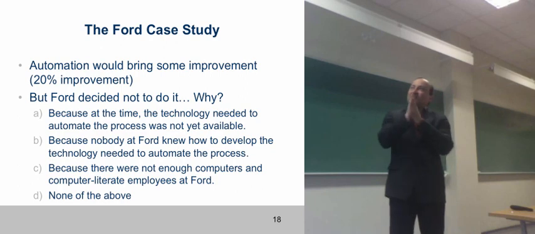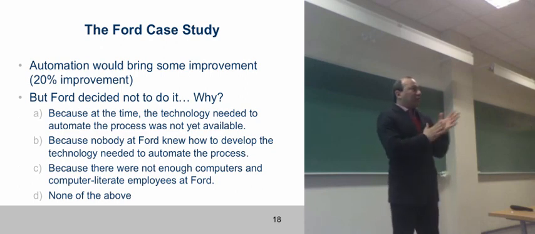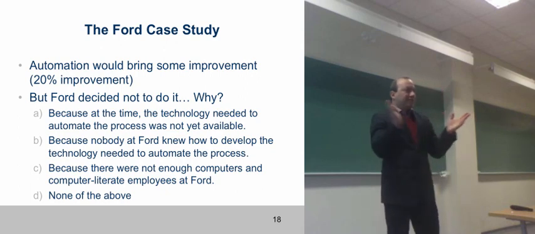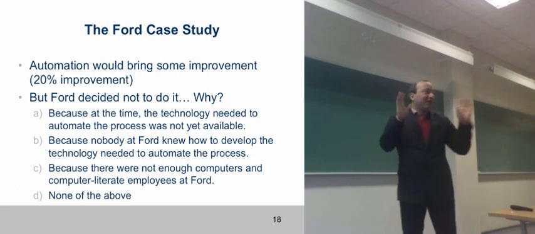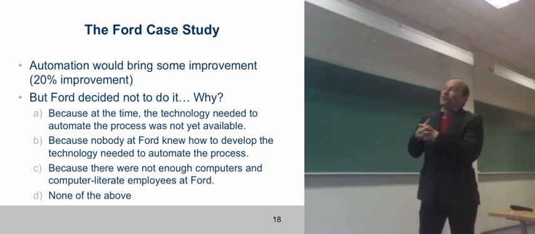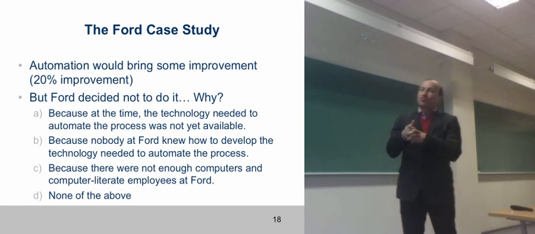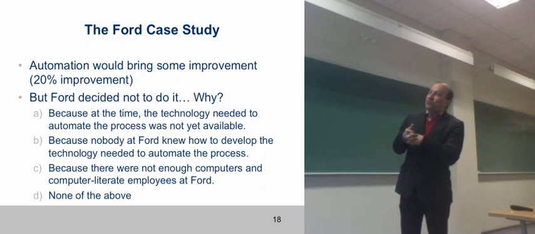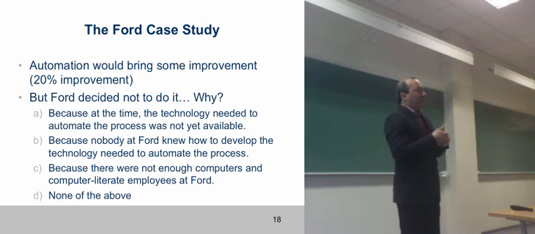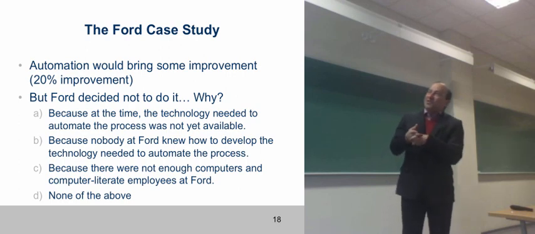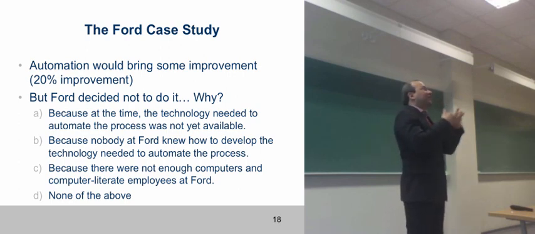Why? A, because at the time the technology needed to automate the process was not yet available. There was only COBOL on top of a System 360. Right? You can do pretty much anything. It's a Turing-complete language. You can do everything you want, right? B, because nobody at Ford knew how to develop the technology or the solution needed to automate this process. C, because there were not enough computers and computer literate people at Ford to actually use that system. Or D, none of the above. Right. Who says A?